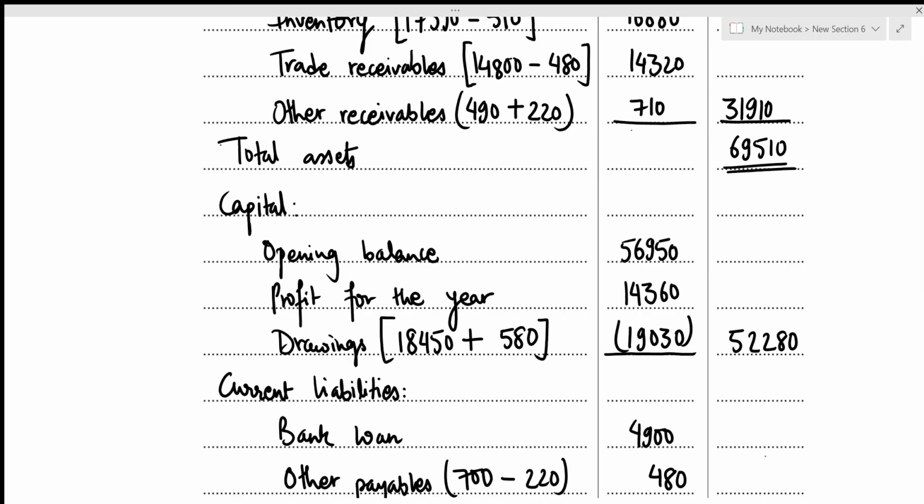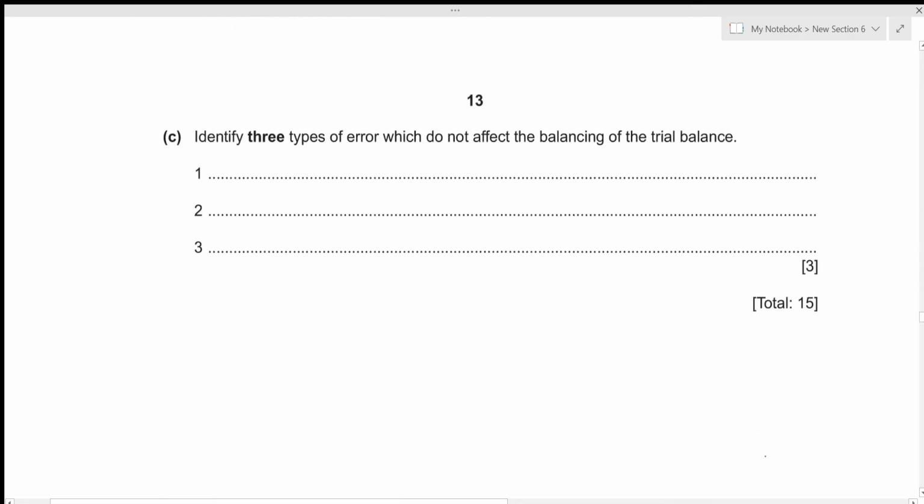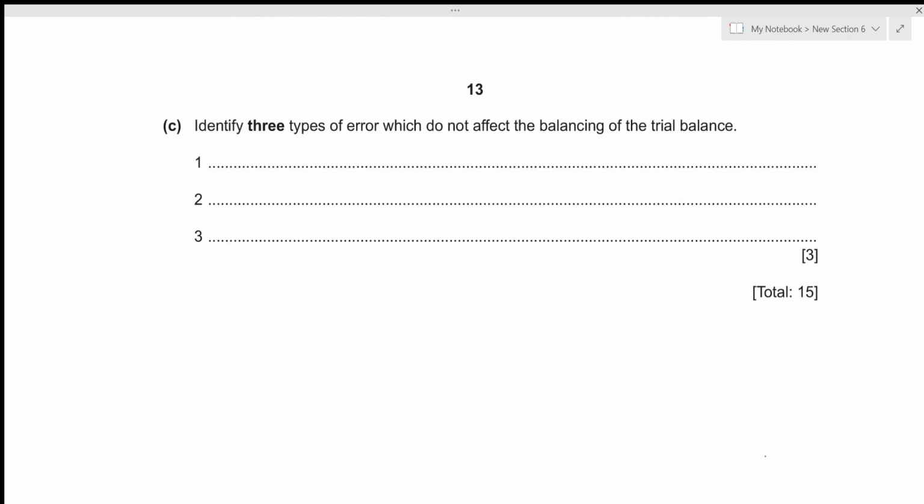This completes the second part. Let's move on to the third one. We need to identify three types of errors which do not affect the balancing of the trial balance. So the first one is error of omission. So this error arises when anything is completely omitted from the books of accounts. The second one is error of commission. So an example of this error could be recording of the payments made by customers correctly, but then recording the customer's name to an incorrect ledger.